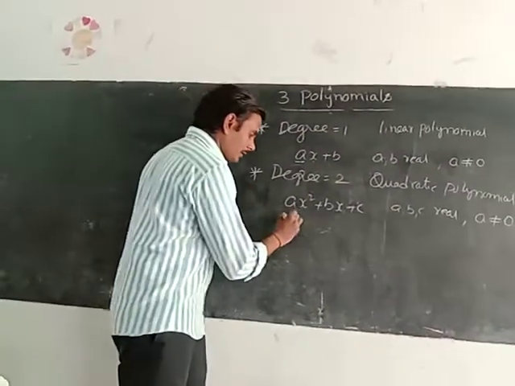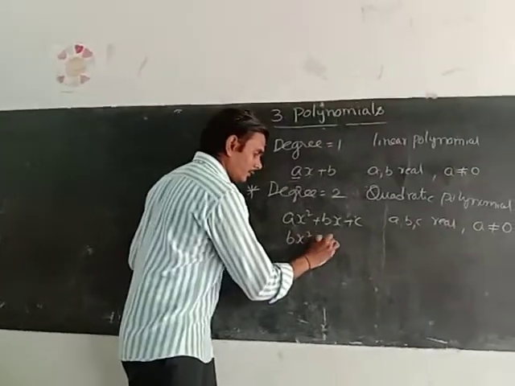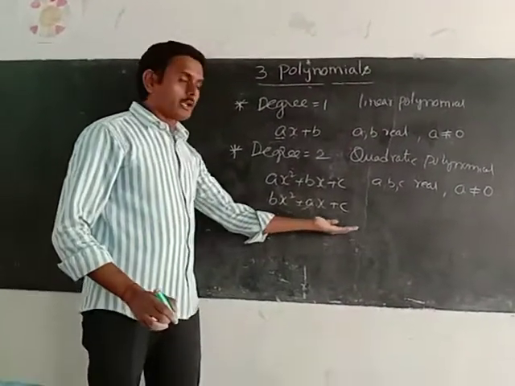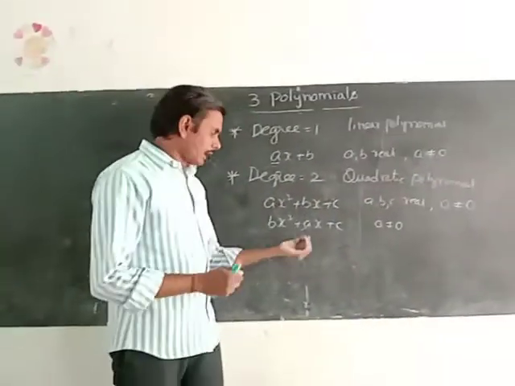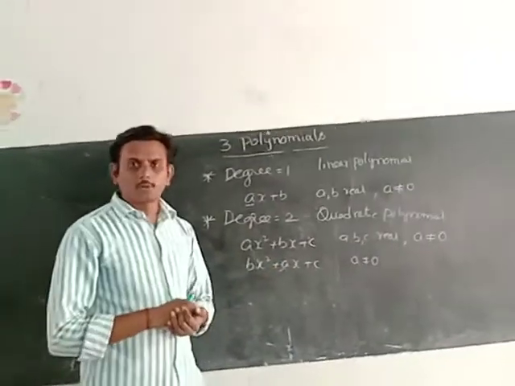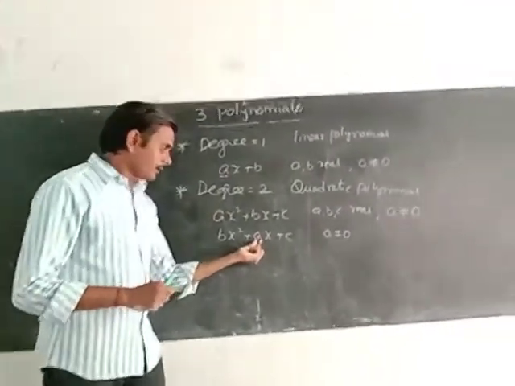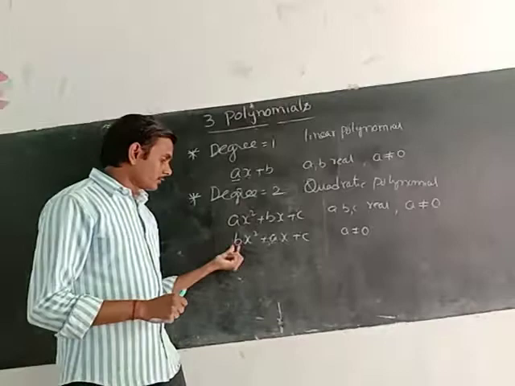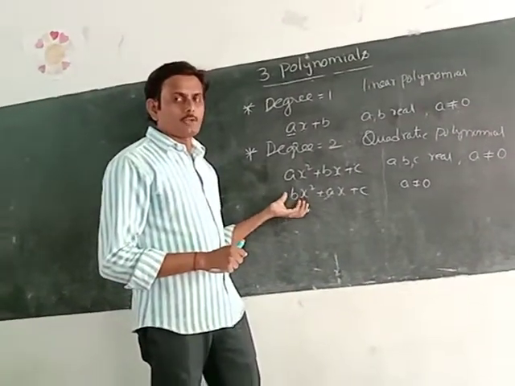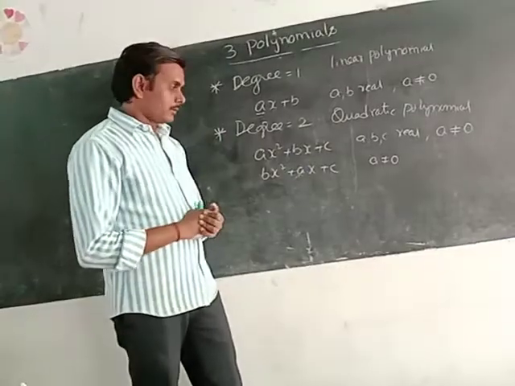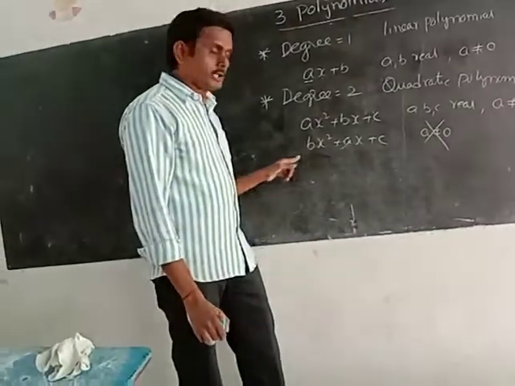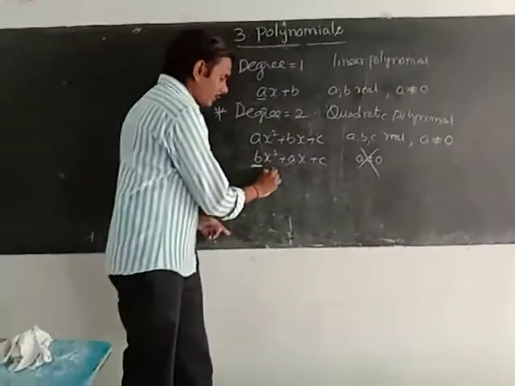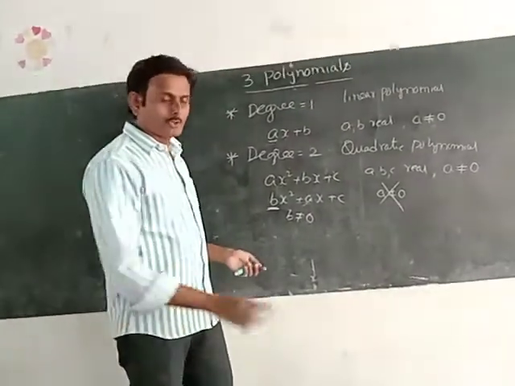Sometimes they will ask you, this is the quadratic polynomial where a, b are real coefficients and a is not equal to 0. Then b, c may be 0. Shall we call that a quadratic polynomial? No, because a is related to the x square only. The x square coefficient should not be equal to 0, then only we can call it a quadratic polynomial. So this assumption is wrong. Whenever you want to say this expression is a quadratic polynomial, b should not be equal to 0.